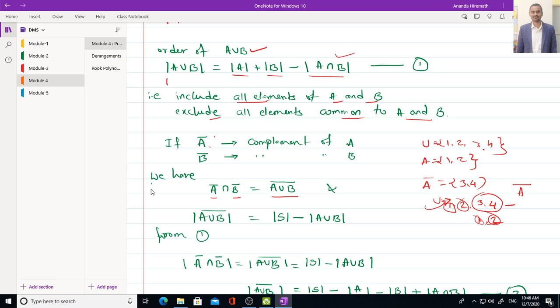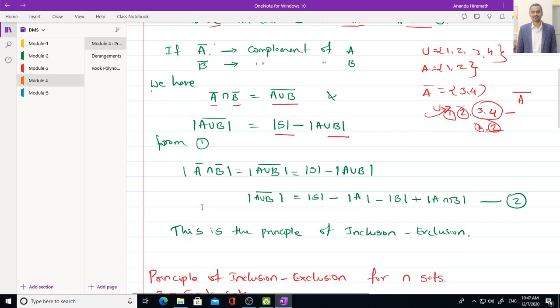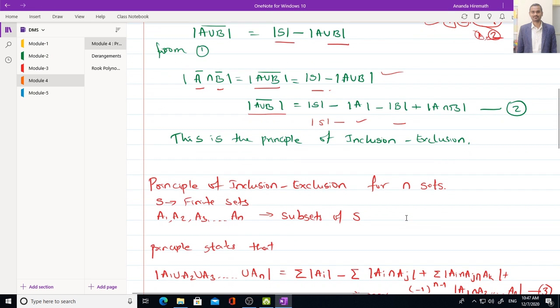Okay. Therefore we can write the complement of A union B is equal to the number of elements in S minus the number of elements in A union B. Then by using the above first result, the number of elements in the complement of A union B is equal to the number of elements in S minus the number of elements in A union B. So the standard result we can have is that the number of elements in the complement of A union B is nothing but the number of elements in S minus the number of elements in A minus the number of elements in B plus the number of elements in A intersection B. Now this is called the principle of inclusion exclusion.